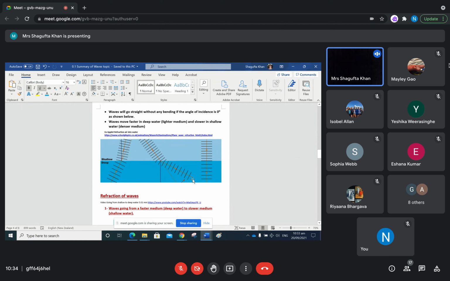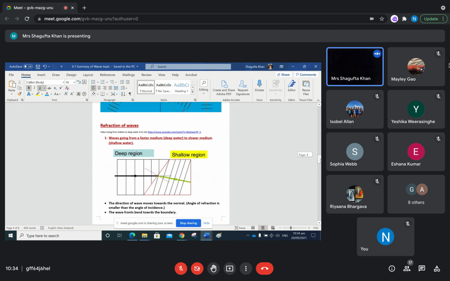The second one is showing that the wave is traveling from a faster medium into a slower medium. So not only is the wavelength getting smaller, it is bending towards the normal. So this was the normal over here, and instead of going straight, it's bending towards the normal. This one over here is, again, going from a faster to a shallow medium, so the wavelength is getting shorter and it is bending towards the normal.